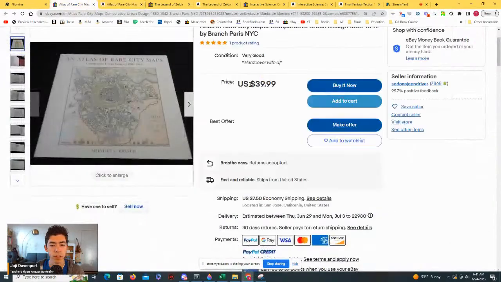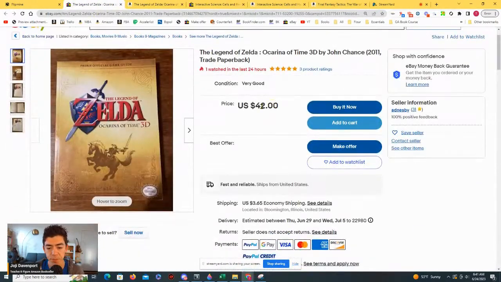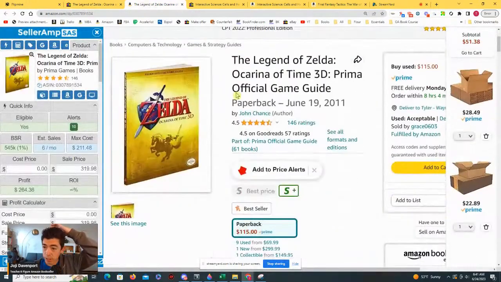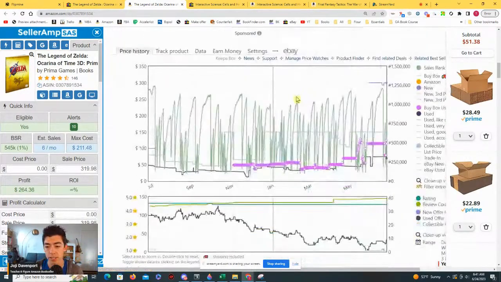So definitely, I think this person is maybe even priced a little bit too high. So I'm going to go and get rid of that one. 42 bucks for this Zelda book. In the buy box, we have $115 and the lowest price on Amazon, $70.